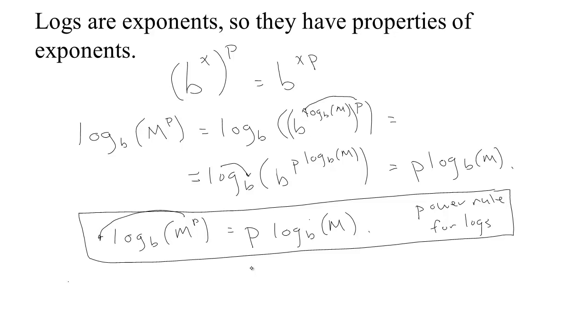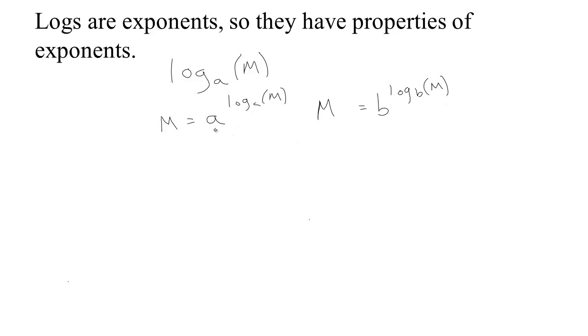One last property that we can show for logs is what's called the change of base rule. Let's say we want to find the log base a of some number m. So we want to figure out what that is. So we know that m could be written as a to the log base a of m. We also know that m could be written as b to the log base b of m. So depending on the base you use, the way this appears will be different, right?